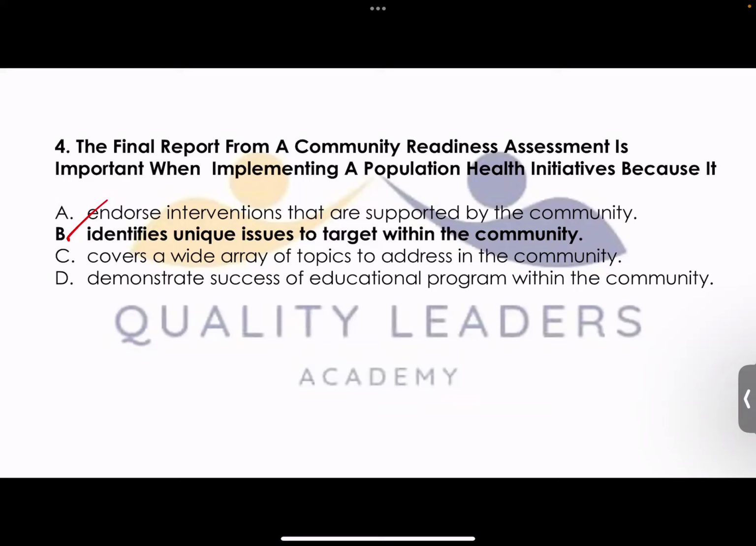Why not letter A? Because while gaining community support is important, the assessment's primary goal is to identify specific issues, not to endorse interventions. For letter C, the assessment focuses on identifying key issues, not covering a broad range of topics. While for letter D, demonstrating success of an educational program within the community relates more to program evaluation after implementation, not the readiness assessment itself.